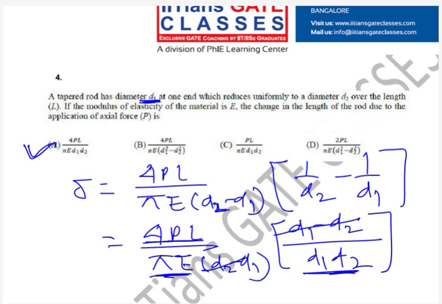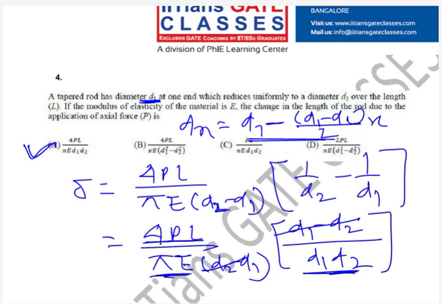No one told me the initial diameter is d1. So my dx should be d1 minus d2 upon L into x. What I have written, if I remember, is d2 minus d1 upon 2x. So clear now?